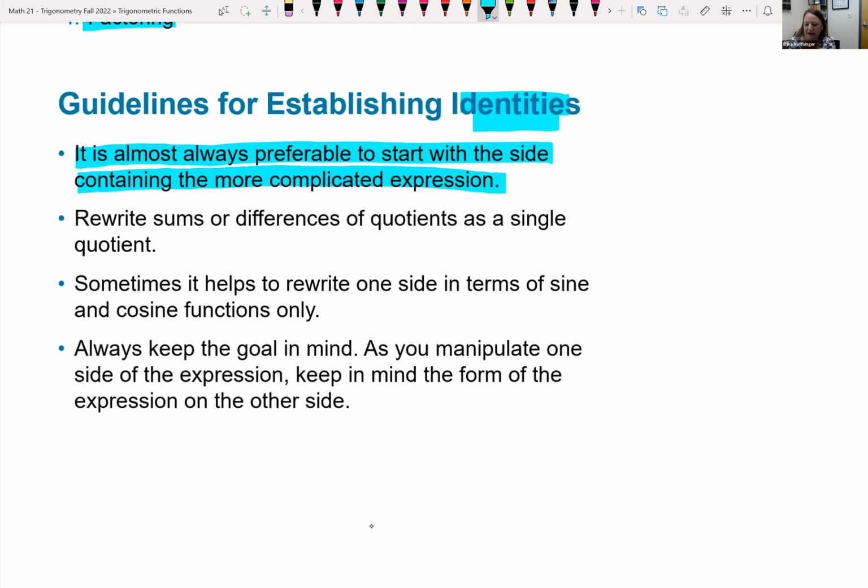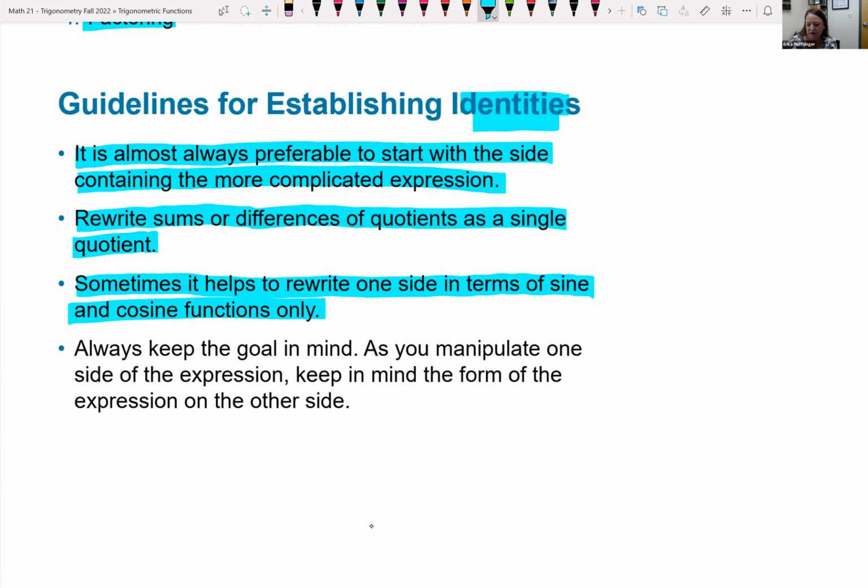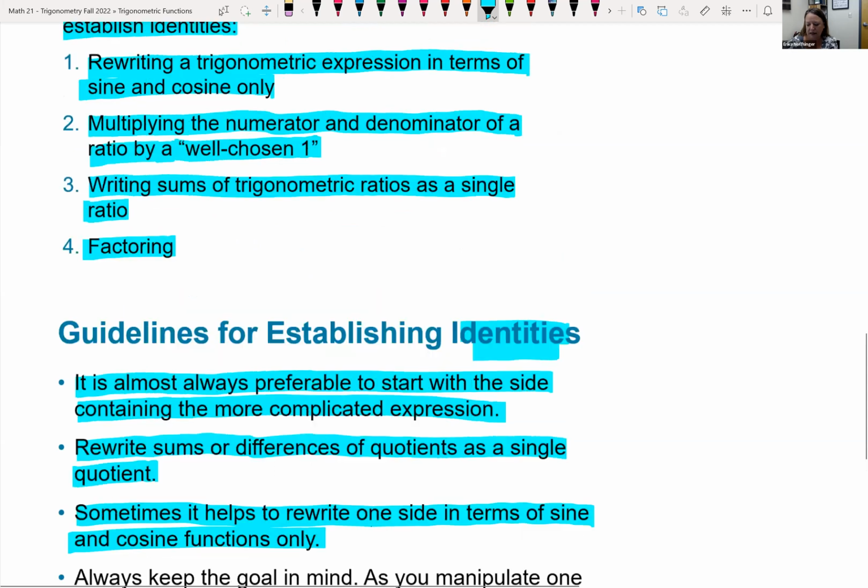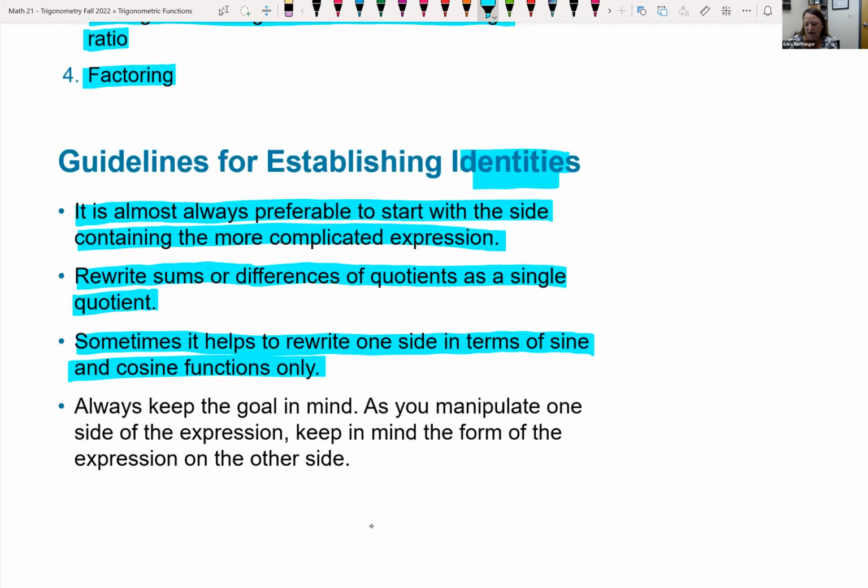Another guideline is to rewrite sums or differences of quotients as a single quotient. So if you have multiple fractions in there, maybe rewriting it as a single fraction would be helpful. Sometimes it helps to rewrite one side in terms of sine and cosine functions only, which we talked about when we were looking at the algebra techniques. And always keep the goal in mind. As you manipulate one side of the expression, keep in mind the form of the expression on the other side.